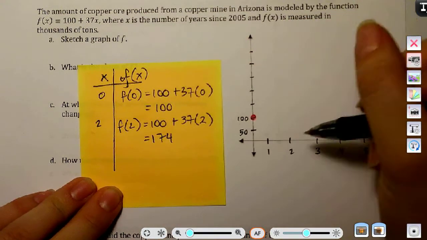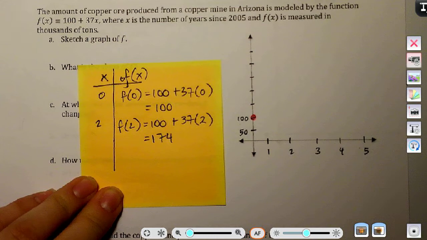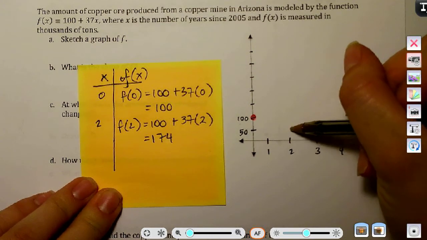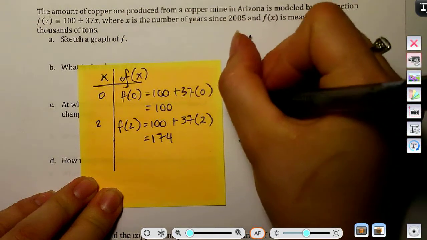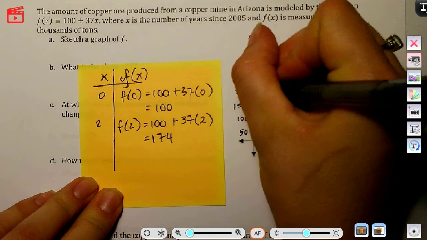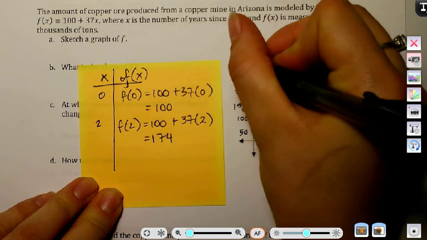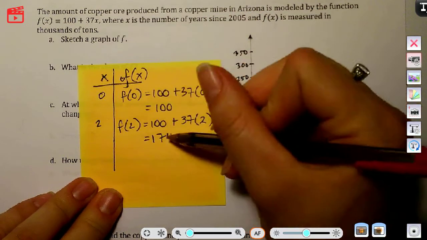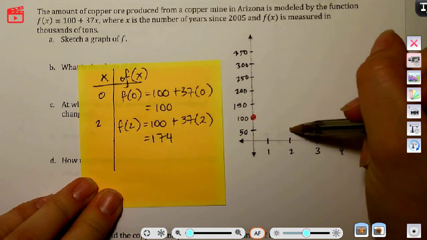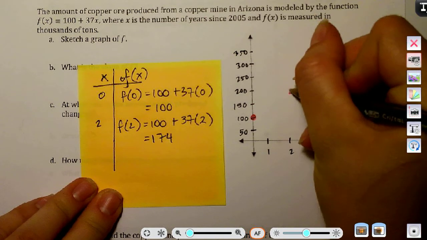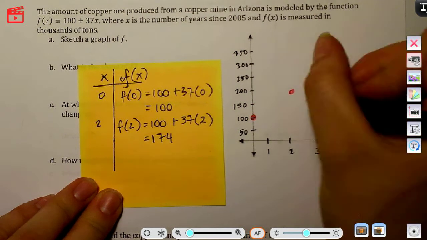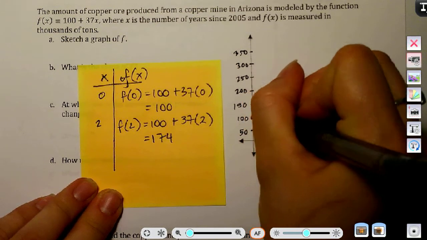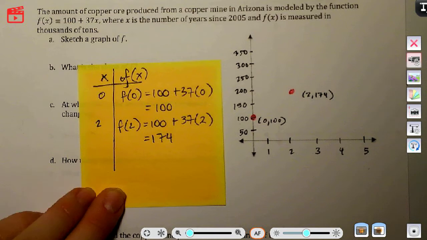Close to 200. So let's see. Remember, this is just a sketch, not supposed to be accurate. 174. Sorry, let me replot this. 150, 200, 250, 300, 350. Okay. I said 174. So 174 is about there, maybe. And I'm going to label that 174. This is 0, 100. One more point for our line.